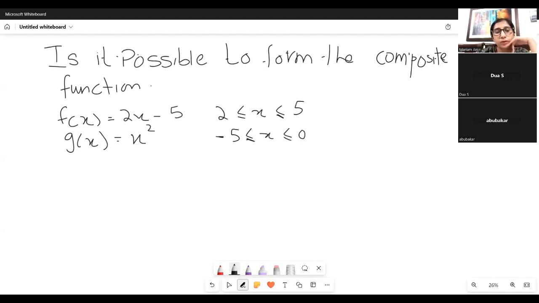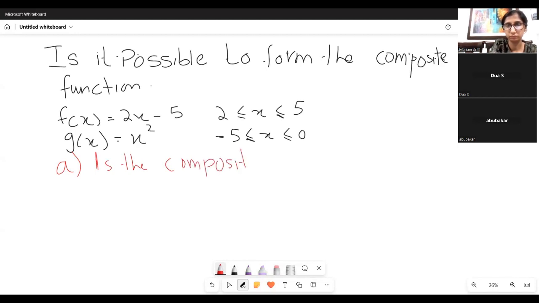Now the first part of the question is, okay, is it possible to form fg? And the exam terminology is: is the composition fg possible?